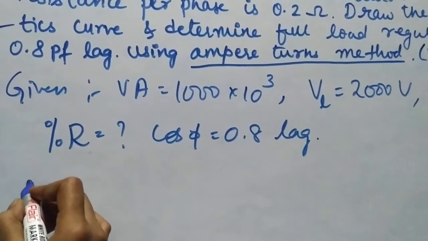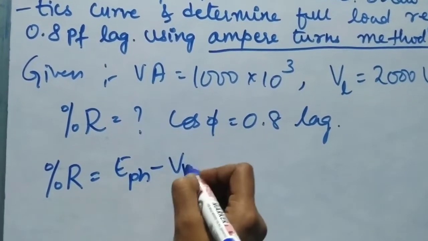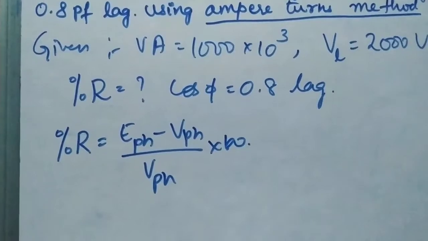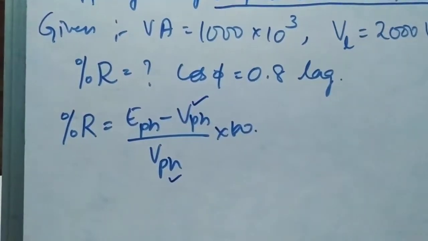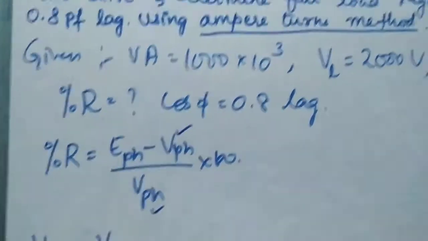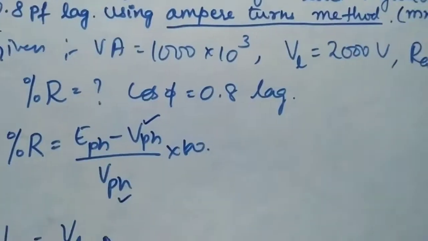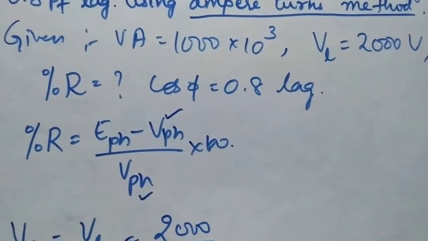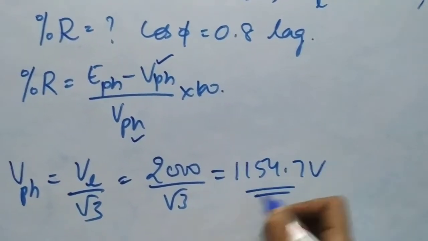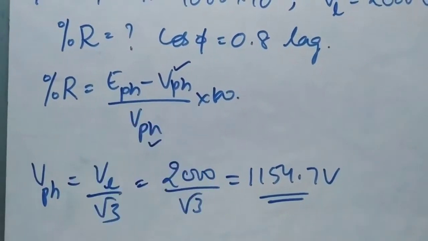Right. So here we need to write the regulation formula, that is given by E phase minus V phase divided by V phase into 100. First aim is we have to find out the value of V phase. How to get that V phase? V phase is equal to V line divided by root 3 since it is star connected. So what is the line voltage? 2000 volt. So 2000 divided by root 3 leads to 1154.7 volts. So that will be substituted in the percentage regulation formula.